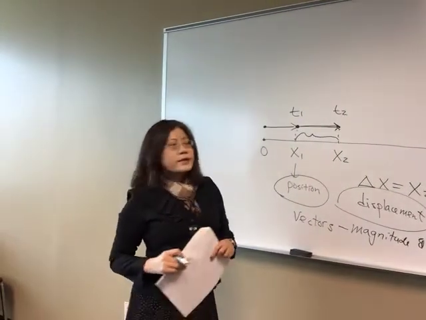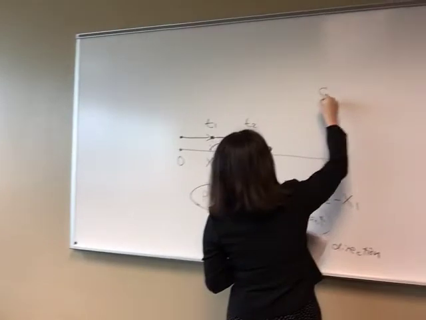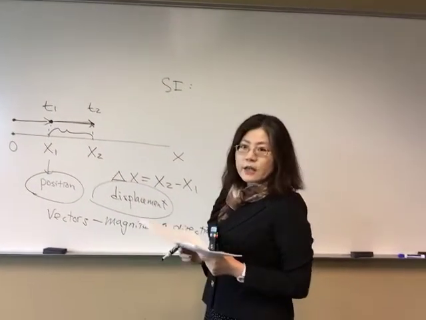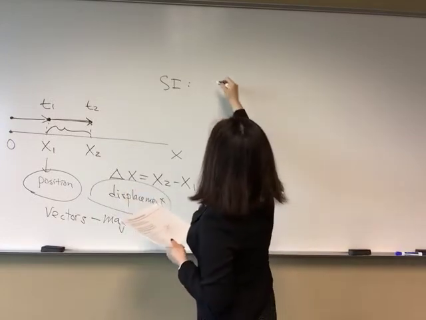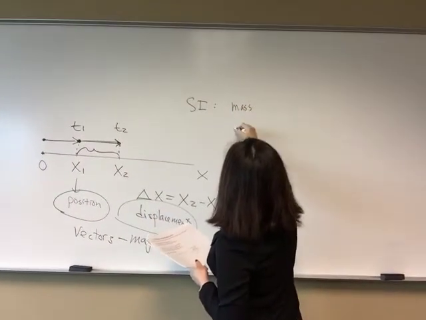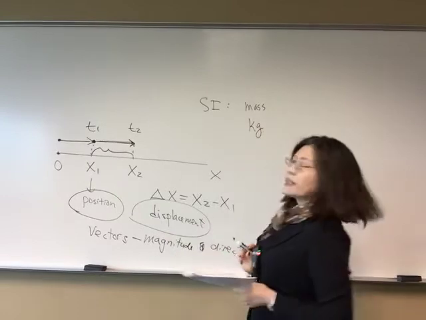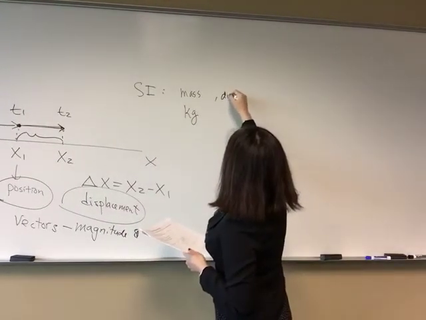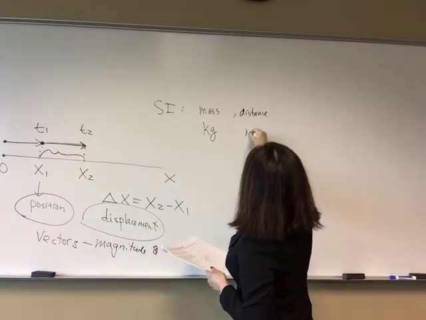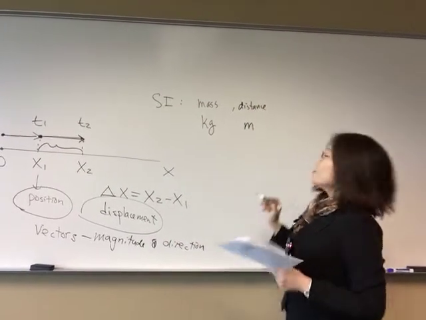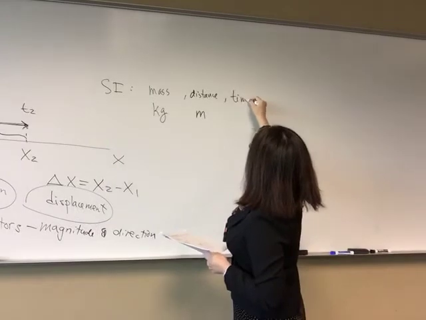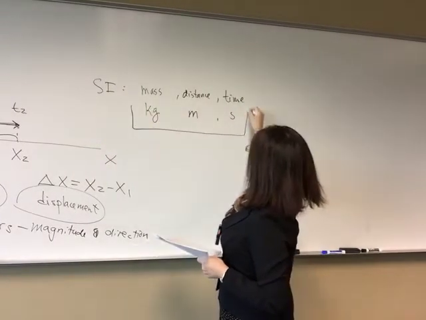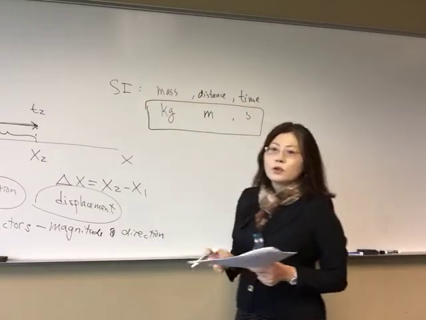Throughout our physics courses, we're going to use SI units. The SI unit is the standard international system of units. For mass, we use the kilogram. For distance, we use meters. And for time, we use seconds. These are the standard SI units that you're going to use a lot.